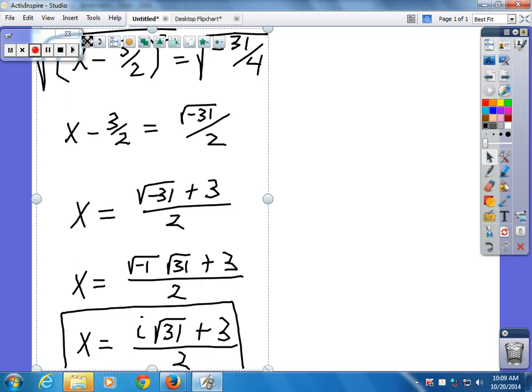Because you can rewrite this. Now, most of the time, either when you're dealing with a different teacher or a different test or a different set of homework, this is the standard way of writing i.